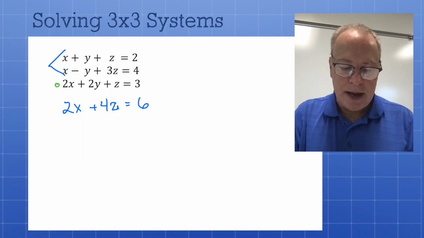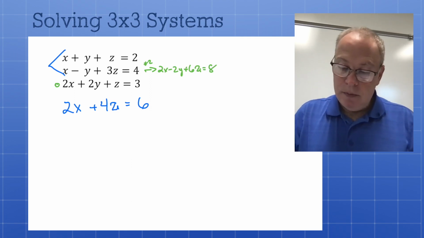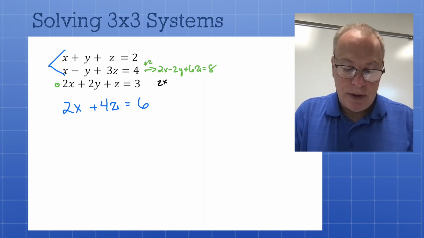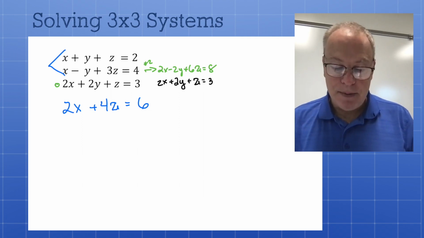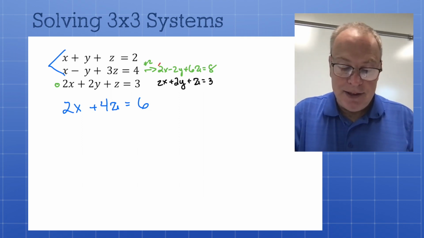So let's do that. I'm going to write it off to the side here. I'm going to double this thing. I'm going to multiply by 2. 2x minus 2y plus 6z equals 8. Now, the second equation, I'm not going to change it, or the third equation, I'm not going to change it at all. I'm just rewriting it here so you can see them all nicely lined up. I'm going to add these guys now.